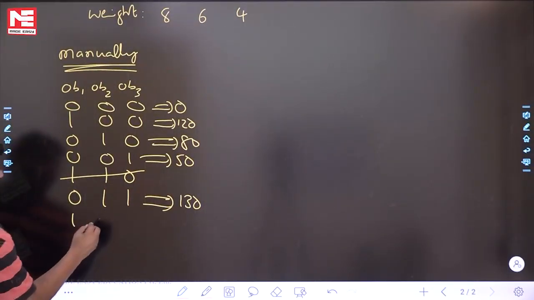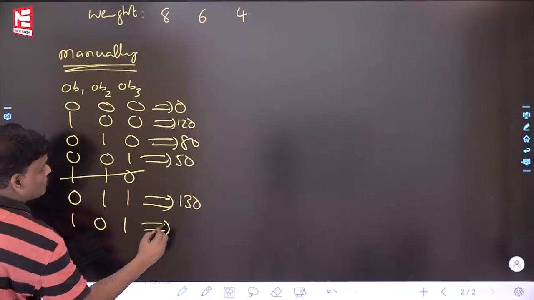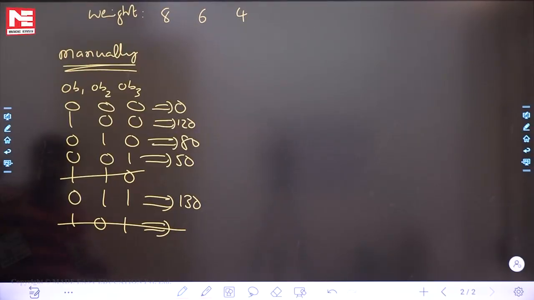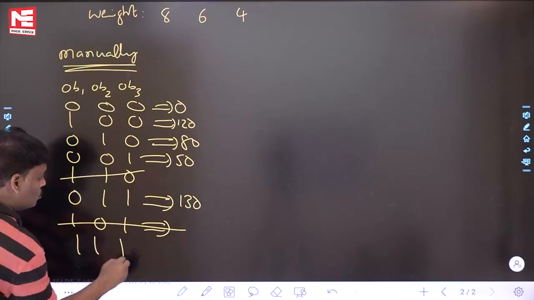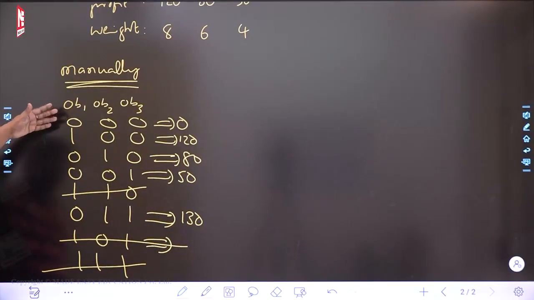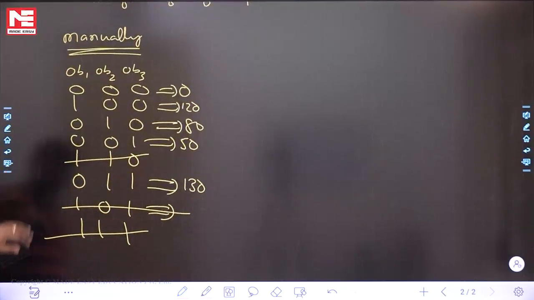Next one. If you take the first one and last one, how much? 8 plus 4 is 12, not feasible. Right? Not feasible. If you take all, no chance. So can you help, have all possibilities been covered? How? All zeros to all ones. Total 8 possibilities I covered. Is there any possibility left out? Please check.